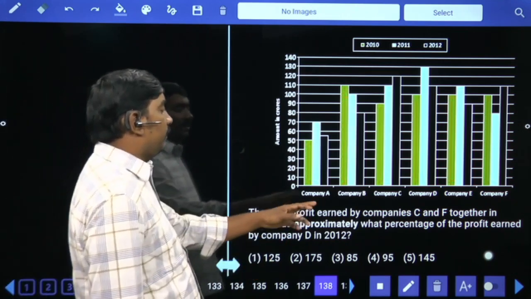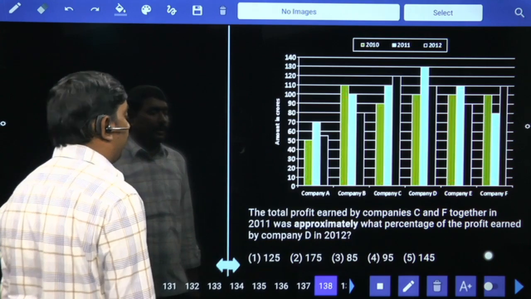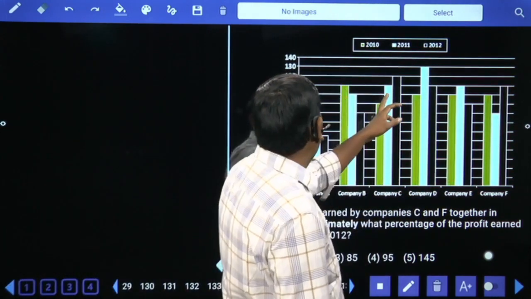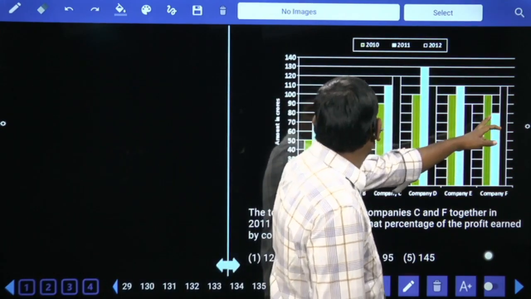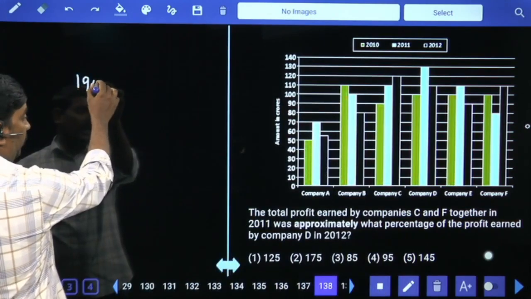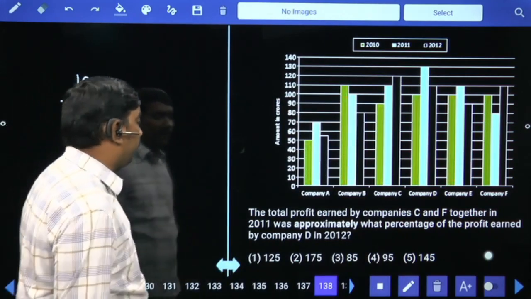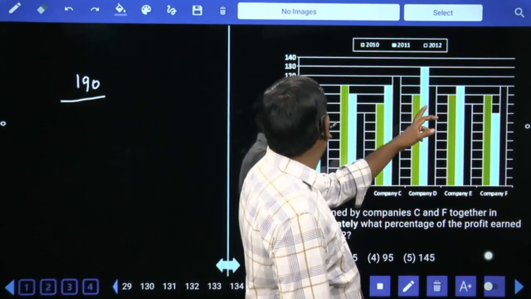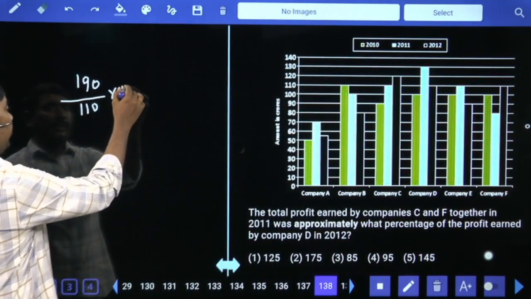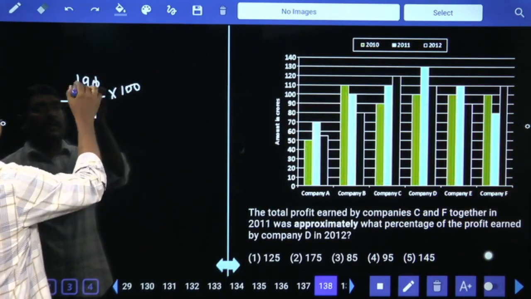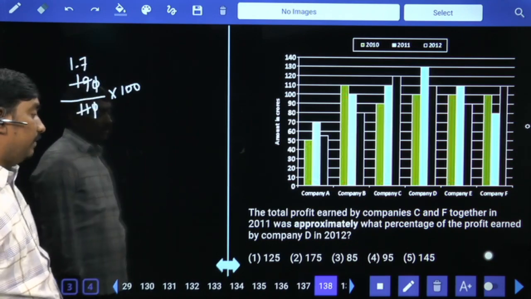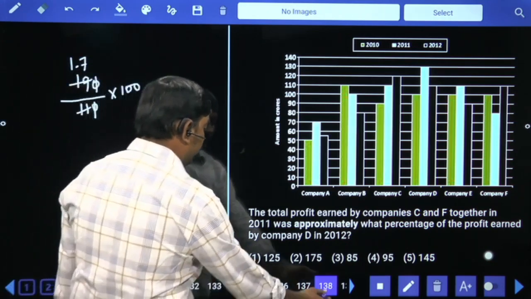Total profit earned by company C and F together in 2011. C and F together in 2011: 110 and here 80, 190. Approximately what percentage of the profit earned by company D in 2012? 190 is what percent of 110? 11 ones are 11, 80. 11 sevens are 77. Approximately 175%.